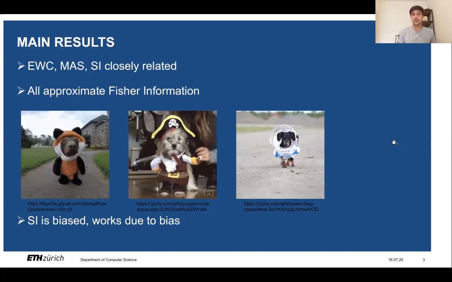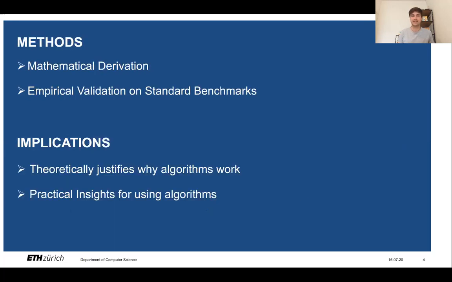If you are familiar with the algorithm SI, it might also be interesting for you to know that SI is biased, and the bias is actually the reason why SI works so well. And now you might wonder how I came up with these claims. Well, we do mathematical derivations to show that these algorithms are closely related, but we also carefully empirically validate them on standard benchmarks and settings.